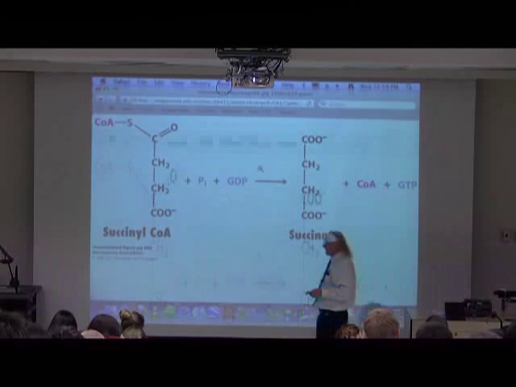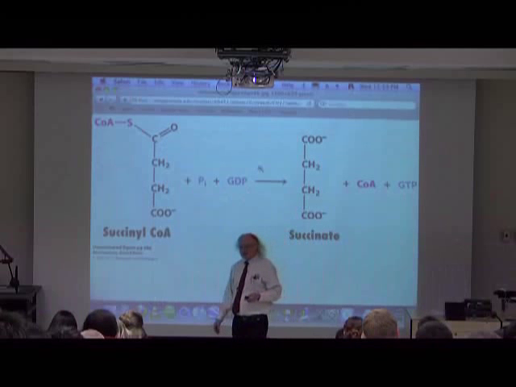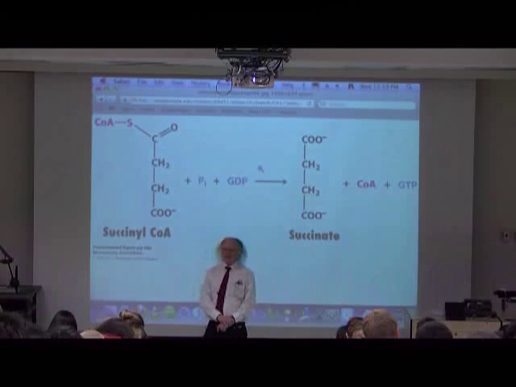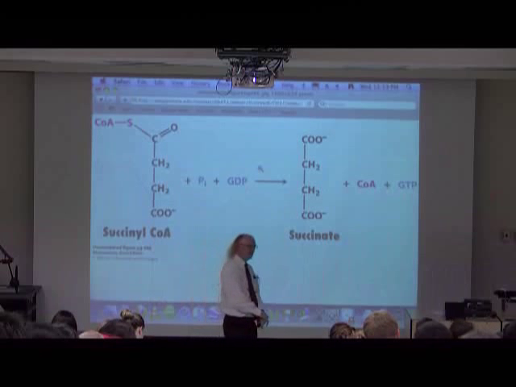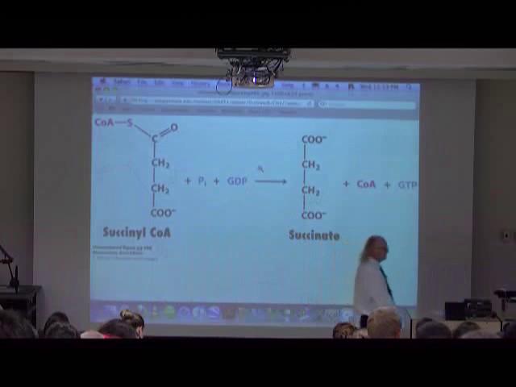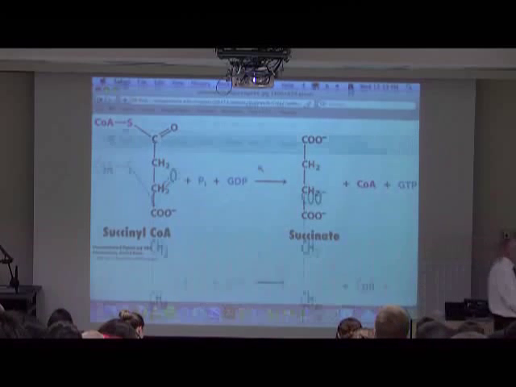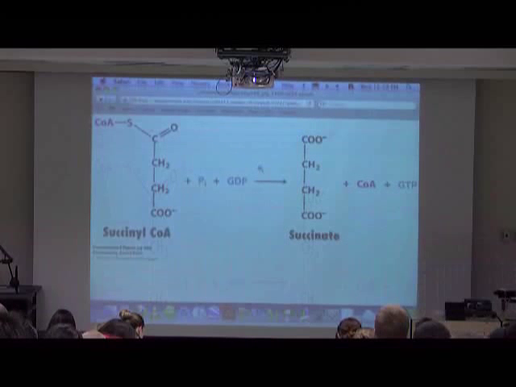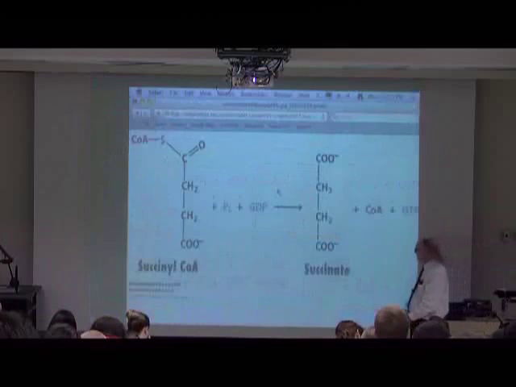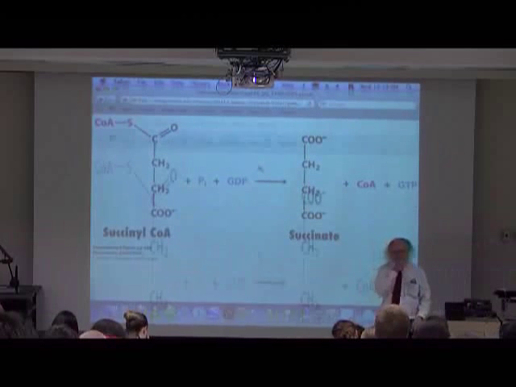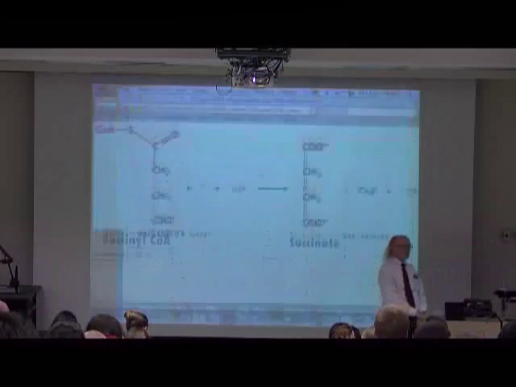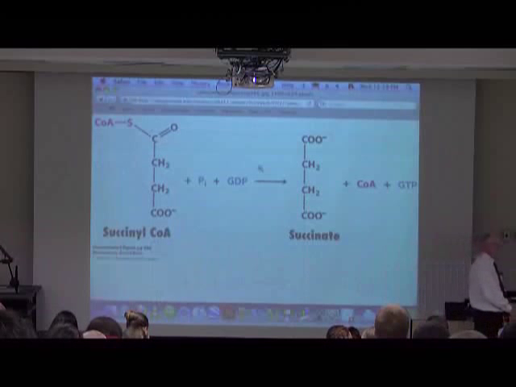Now, the enzyme that catalyzes this reaction is called succinyl-CoA synthetase. Does it seem odd to anybody? Succinyl-CoA synthetase. What's a synthetase do? It synthesizes something, right? So this guy is called succinyl-CoA synthetase. What are we doing in this reaction? We're breaking down succinyl-CoA, aren't we? Does the enzyme have the wrong name?